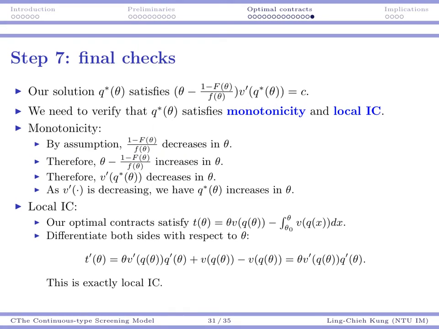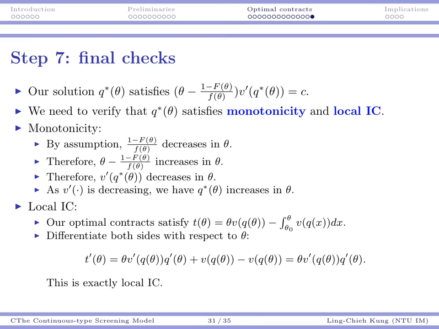Okay, so the last step is to check that we really satisfy monotonicity and the local IC, because we somewhat removed them or ignored them during the derivation. So is that true? Your Q star satisfies this. For each theta, you have one Q star of theta, and that should satisfy this.